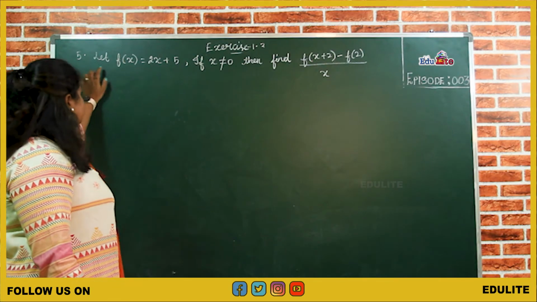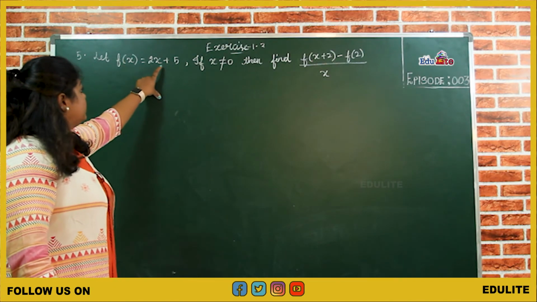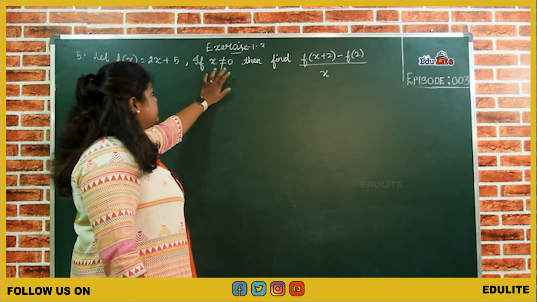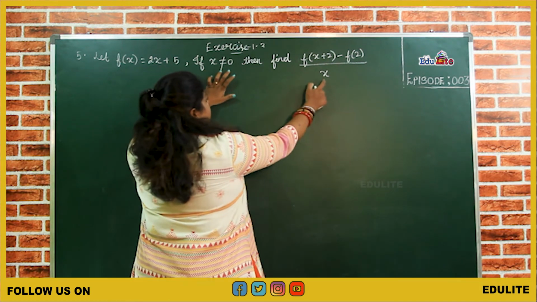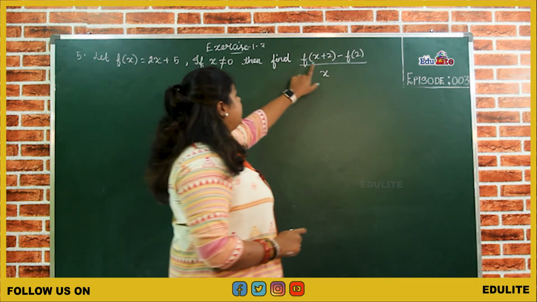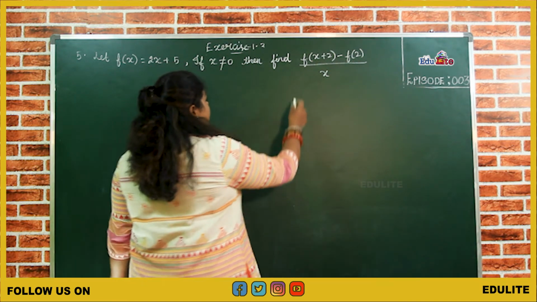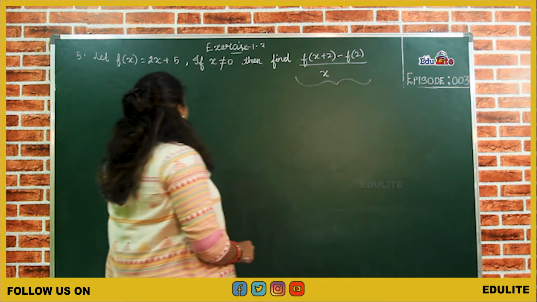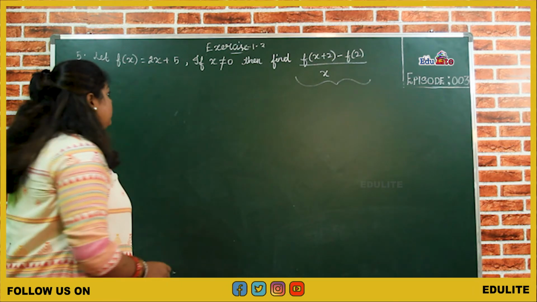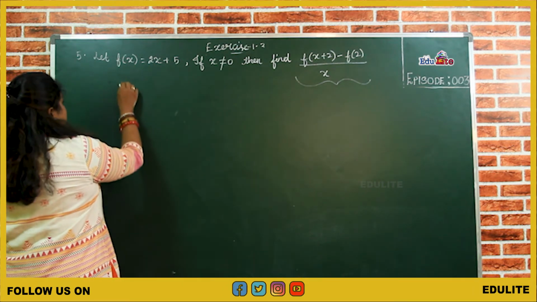Next is the fifth problem. f of x is equal to 2x plus 5. If x is not equal to 0 in this equation, then we have to find f of x plus 2 minus f of 2, divided by x. So, to find this relation, we are given the f of x equation as 2x plus 5.